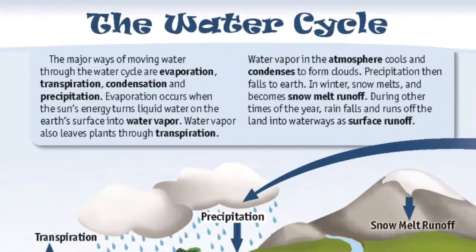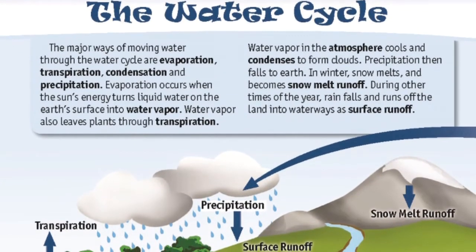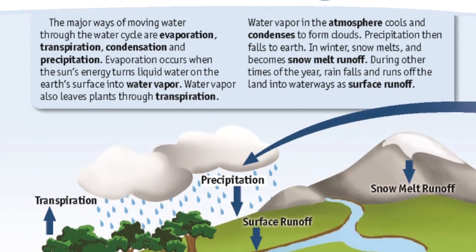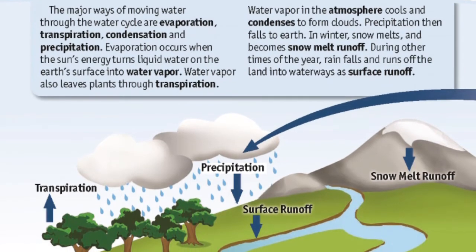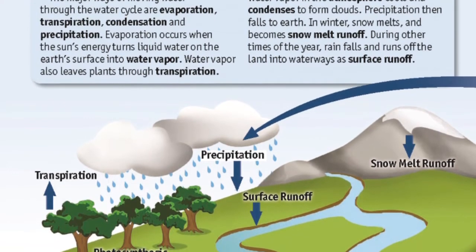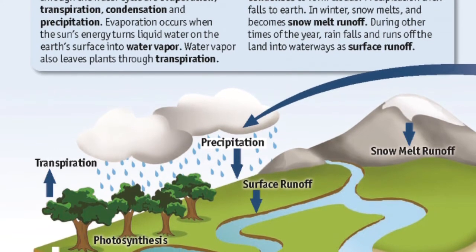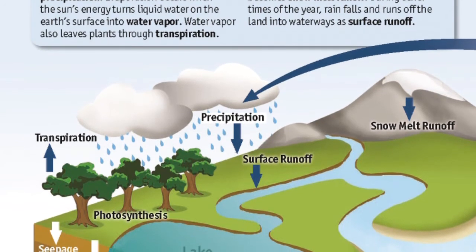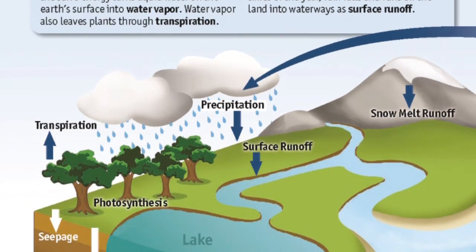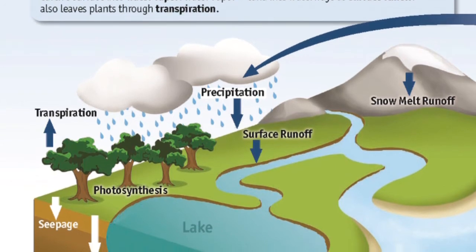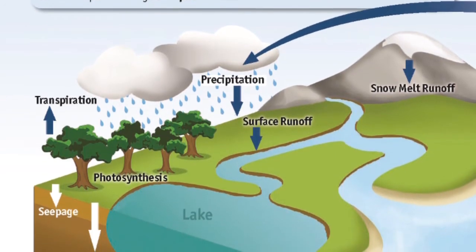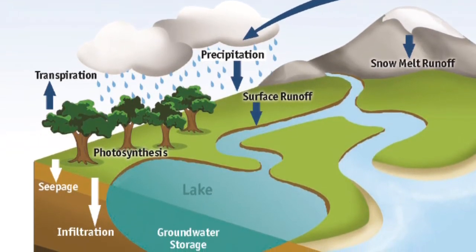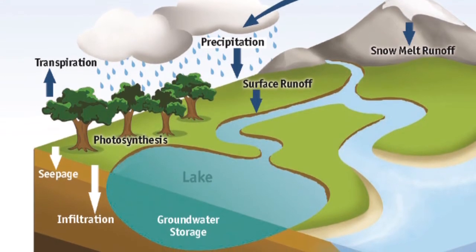The water cycle. The major ways of moving water through the water cycle are evaporation, transpiration, condensation, and precipitation. Evaporation occurs when the sun's energy turns liquid water on the Earth's surface into water vapor. Water vapor also leaves plants through transpiration. Water vapor in the atmosphere cools and condenses to form clouds. Precipitation then falls to Earth. In winter, snow melts and becomes snow melt runoff.